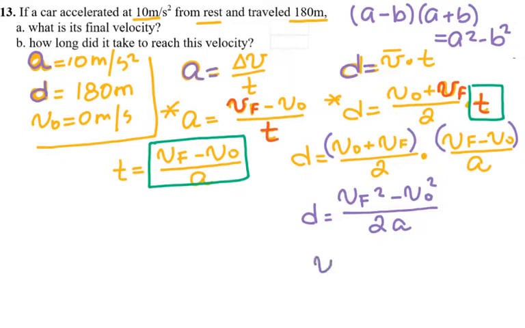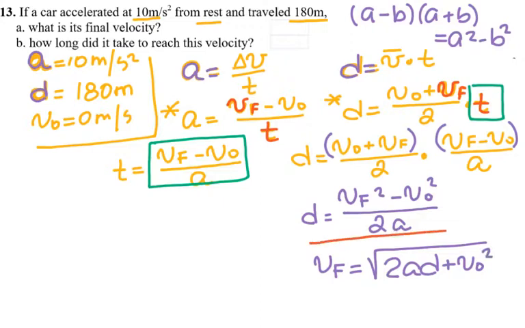So if I solve for the final velocity, I get the square root of 2ad plus initial velocity squared. And this formula, my students often call it the DA formula. And you use this DA formula every single time when you have distance and acceleration. So if the distance and acceleration are given, you can find the final velocity using the DA formula.